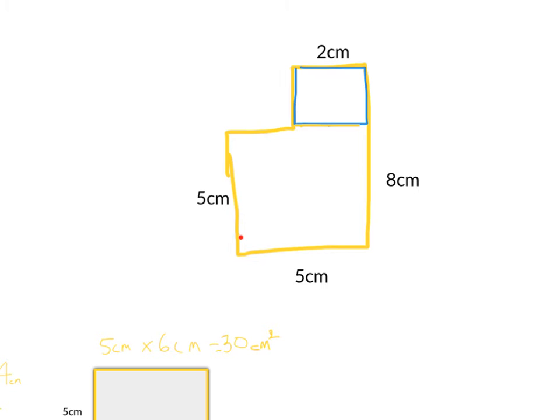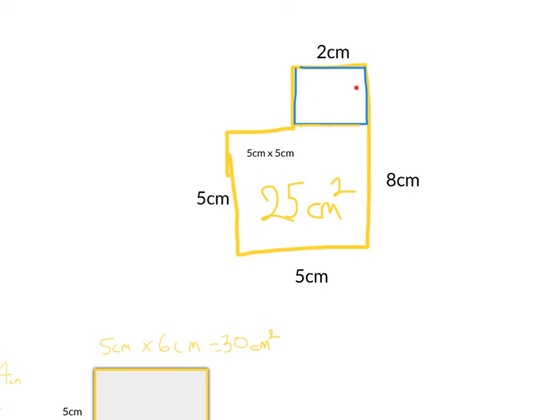First things first, let's look at this big old rectangle here. We've got length of 5 and width of 5, so that would be a great starting point. I'm going to do 5 centimeters multiplied by 5 centimeters, which, as you will hopefully be able to guess, is going to be 25 centimeters squared. Don't forget the squared, otherwise the equation is incorrect. Make sure you put the squared in there.